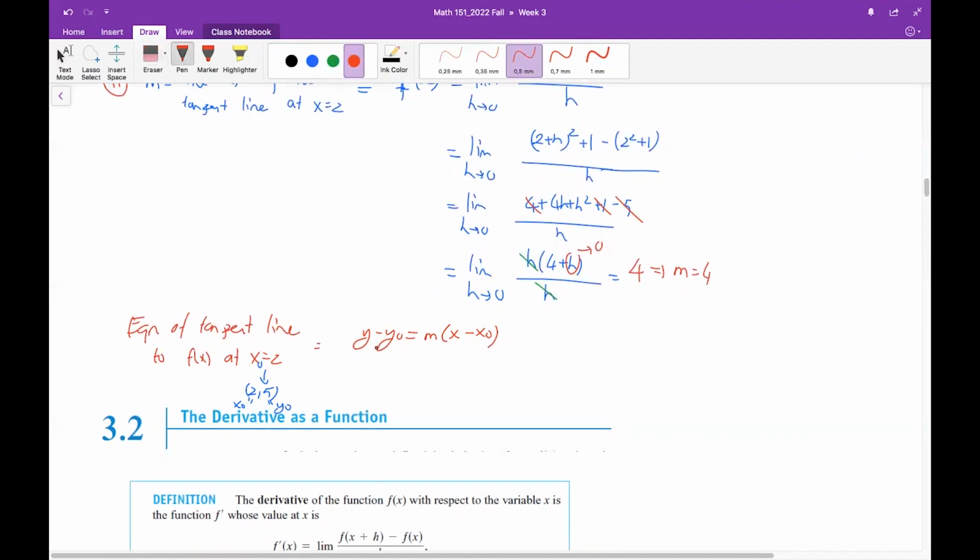Let's insert all this information. y minus 5 equals, x minus 2, and we solved the slope as 4, which completes the equation for the tangent line.